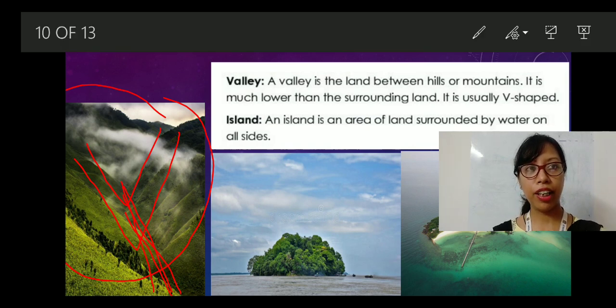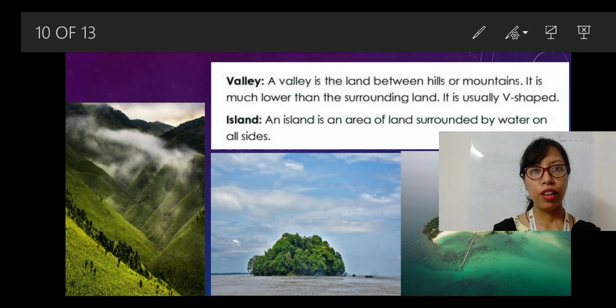Now I'm going to erase it, and you will be able to see. Now as you can see the picture well, it is very low if you compare to the hills and mountains. The land is very low and it is V-shaped.